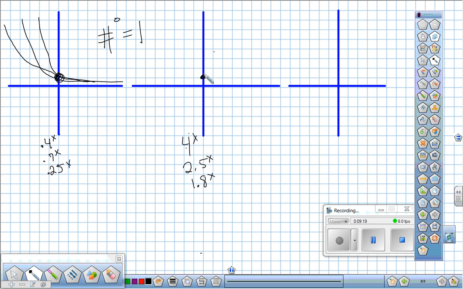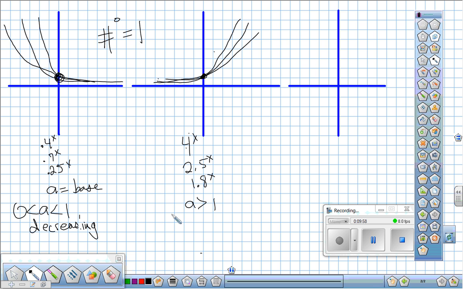They still all went through the point (0, 1). And this was a very sloppy graph of mine. They pretty much looked almost exactly opposite of those guys. So what actually happens is that if my a, my a is my base, why we call it a, I don't know, if a is between 0 and 1, it's decreasing. And if a is greater than 1, the function will be increasing.